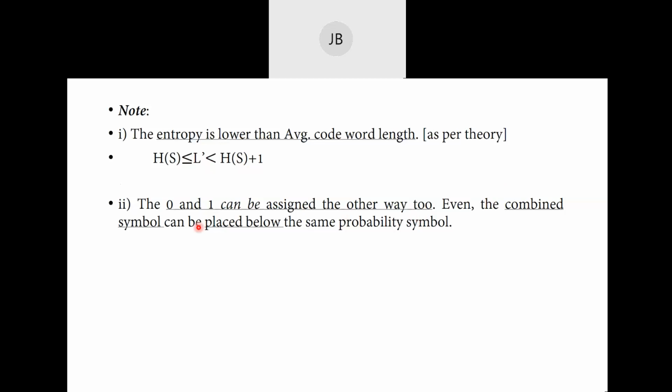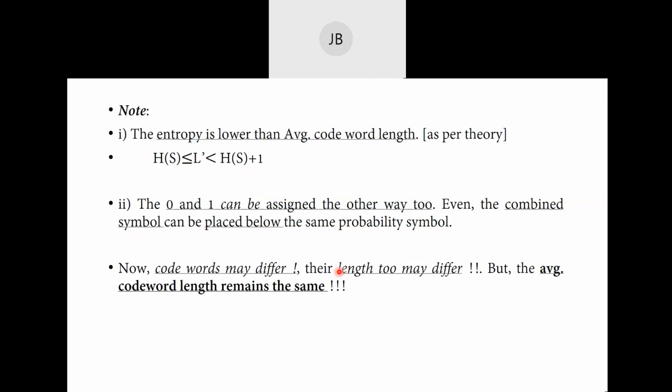Even the combined symbol can be placed below the same probability symbol. That means when we generate a new symbol, we place it at the top of the sorted list. That could be placed at the bottom also. What happens if we do that? The code words may differ, their length also may differ, but the average code word length, that is L prime, remains the same. So that's the significance of this particular algorithm.